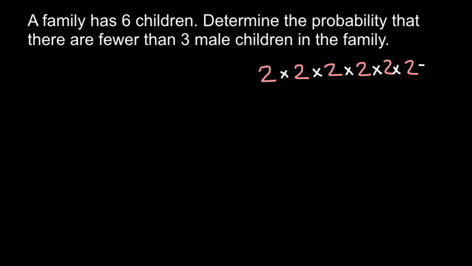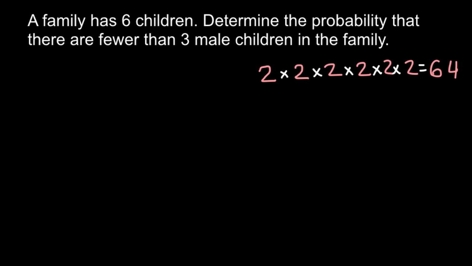or a girl. So 2 multiplied by 2, 4, multiplied by 2 would be 8, multiplied by 2 would be 16, multiplied by 2 would be 32, and multiplied by 2 would be 64 combinations. So the total number of combinations would be 64.